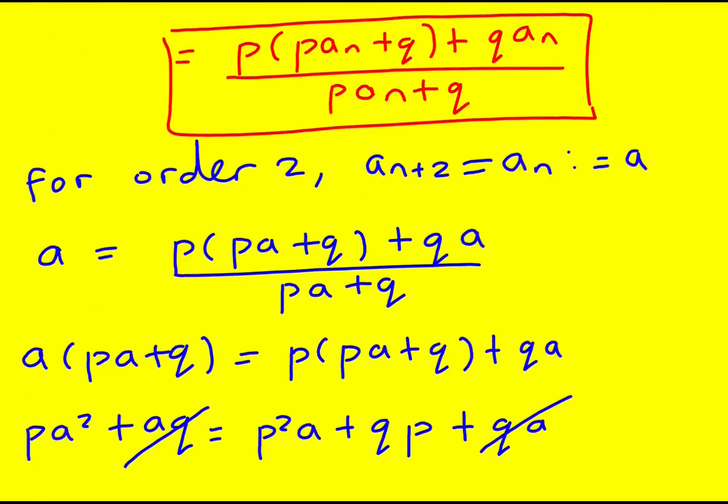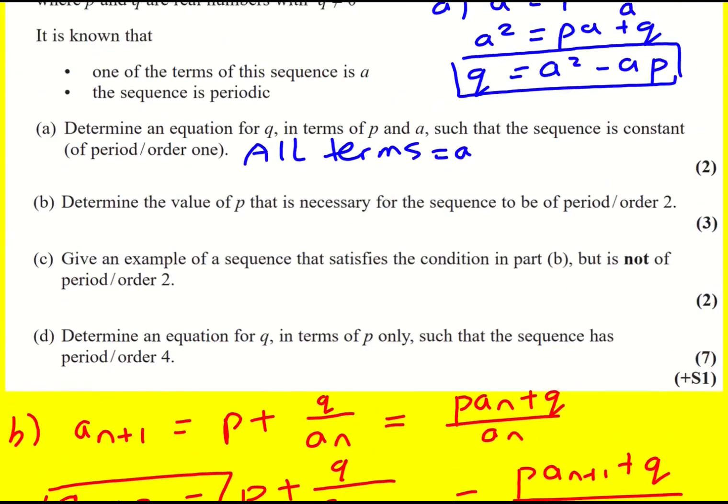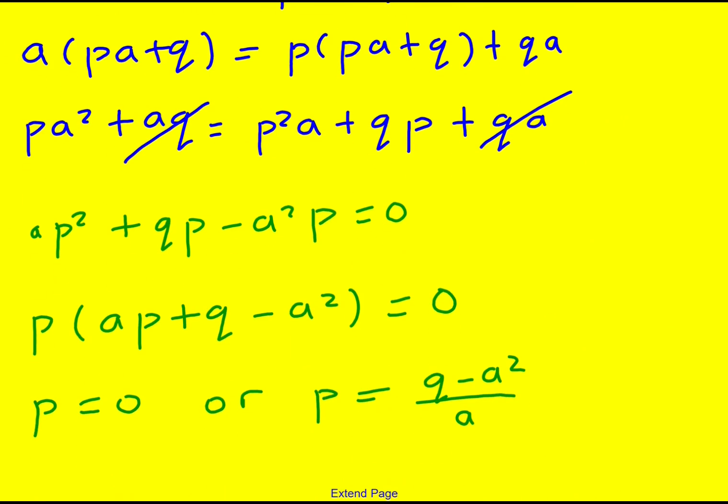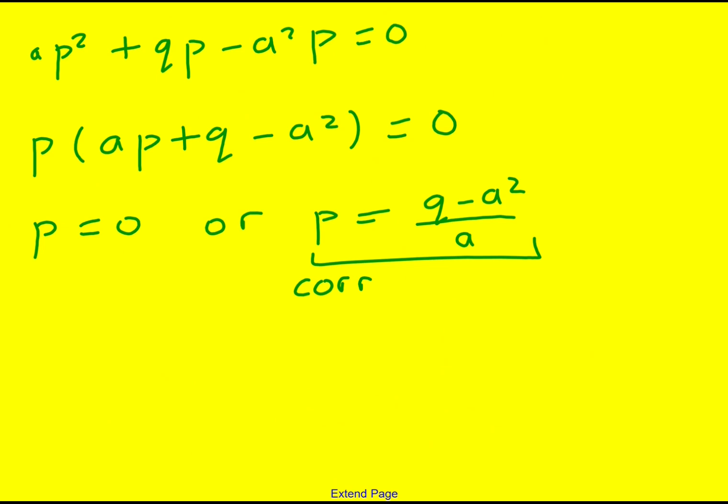Now, just be careful with this one and have a little look, because what we did in part A was to actually derive that. This is the same thing. q is a squared minus ap over p. So actually this one here corresponds to order 1. What you have to remember is we've not technically shown that it's going to be of order 2. We've just shown when one term is equal to not the next one, but the one after that. So that would also be true for a sequence of order 1.